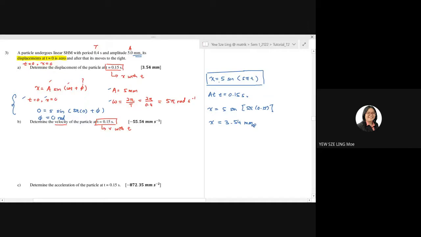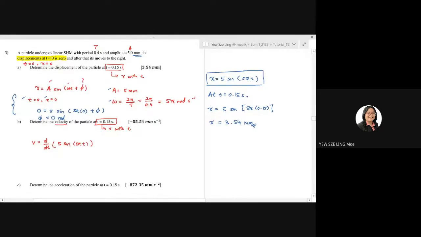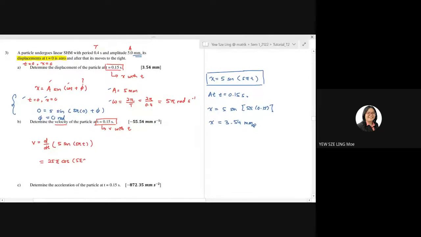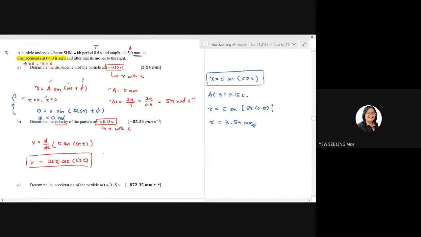So you have the general equation x equals 5 sine 5 pi t. So V is equal to d over dt of 5 sine 5 pi t. Now you want to differentiate this equation. So if you differentiate it, what are you going to get? You're going to get 25 pi cos 5 pi t. All right, so this is the equation. So now that you have the equation, you can then proceed to calculation.